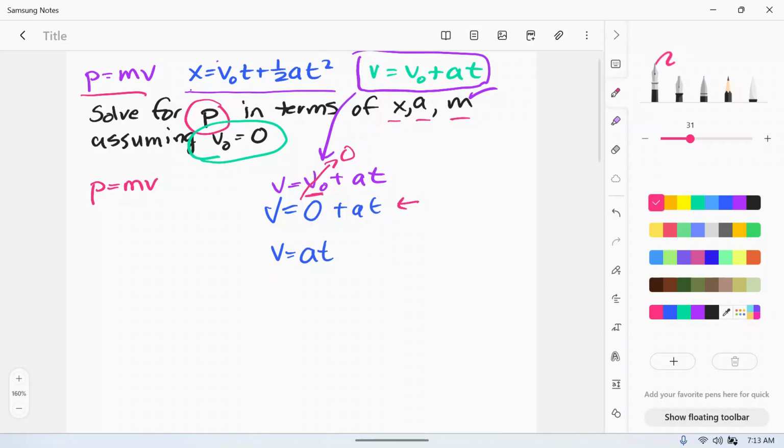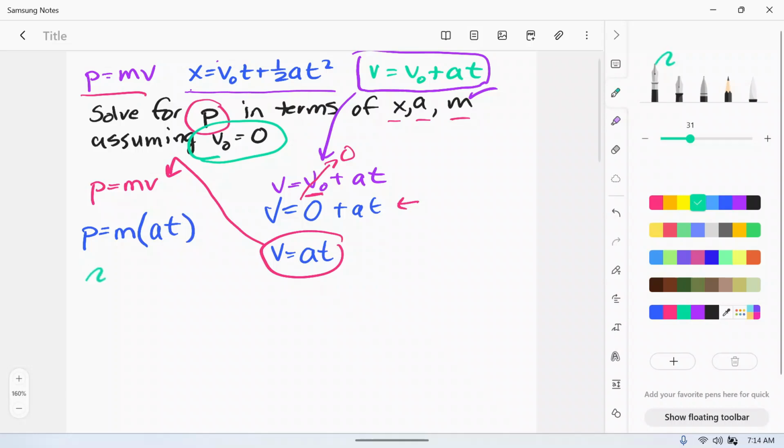So I'm left with V is equal to A times T. So then I can take that V is equal to A times T, and I can plug it in over here for V. So once again, I'm using those arrows as a roadmap. I'm going to show that exact substitution. So I'm going to replace V with AT. I'm using parentheses to keep that AT together.